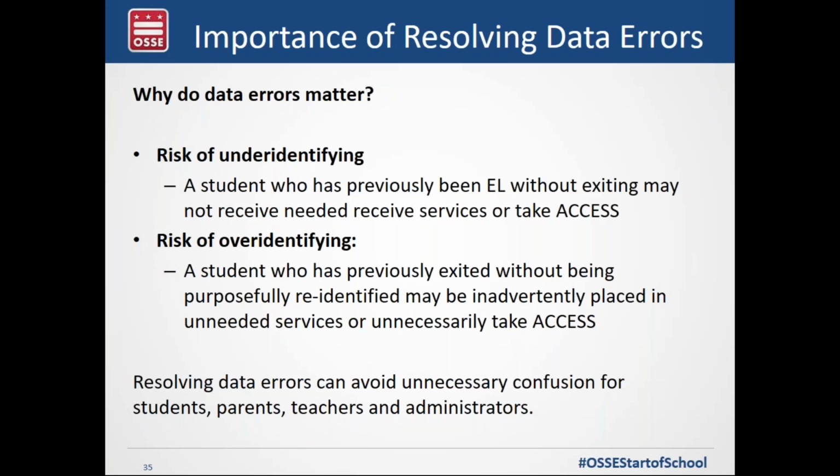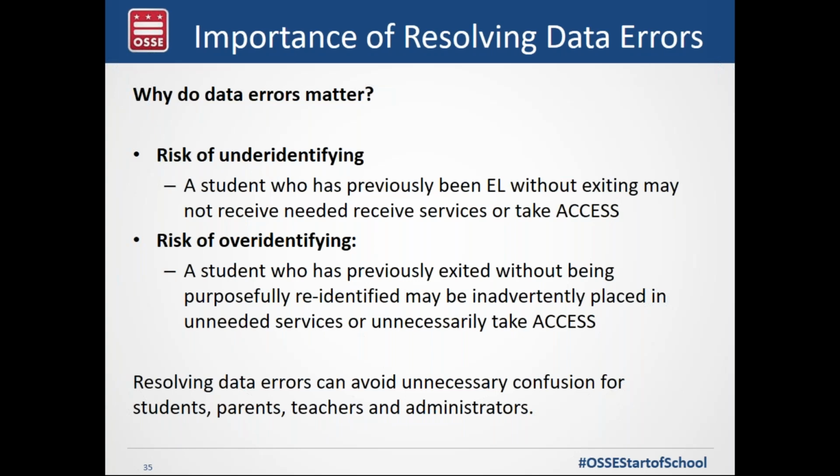Sure. So data errors matter because we want to make sure that our students are appropriately identified and receiving appropriate services. So if we have an error, it might be that we're under-identifying students. So a student was previously EL, they have not scored proficient on ACCESS yet. If your LEA doesn't recognize that they are an English learner, they are not receiving the services that they are entitled to and should be receiving to make sure that they're progressing in English.